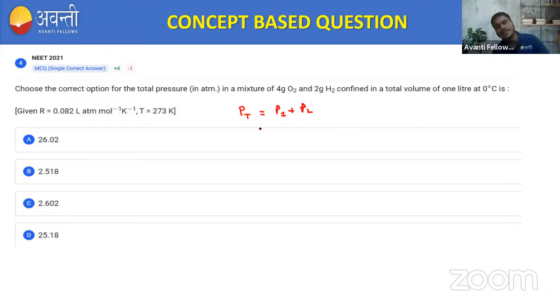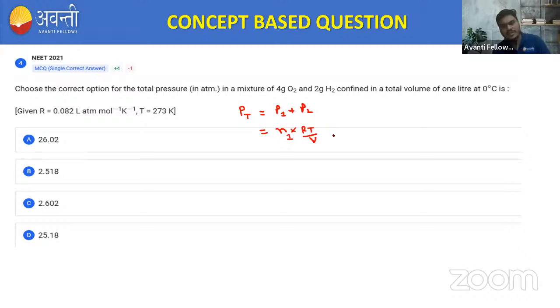That is O2 and H2. So the total pressure PT is equal to P1 plus P2. We can write PV is equal to nRT, so P is equal to n upon V, that is n into RT upon V. So this is RT upon V.